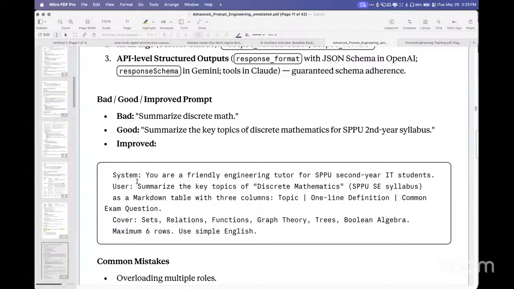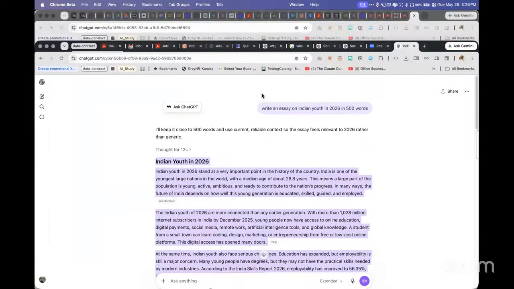So we'll understand this prompt. The system says: you are a friendly engineering tutor for SPPU second year IT students, and summarize the key topics of discrete mathematics from the SPPU syllabus as a markdown table with three columns. Here we have given the output format as a markdown table with three columns, a strict three-column format: topic, one-line definition, common exam question, like covering sets and relations. So I will run this prompt now.